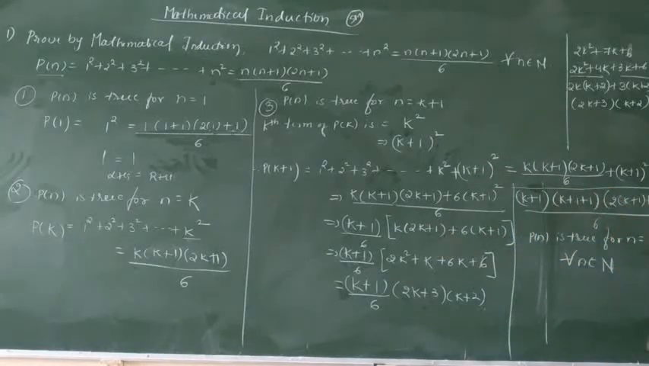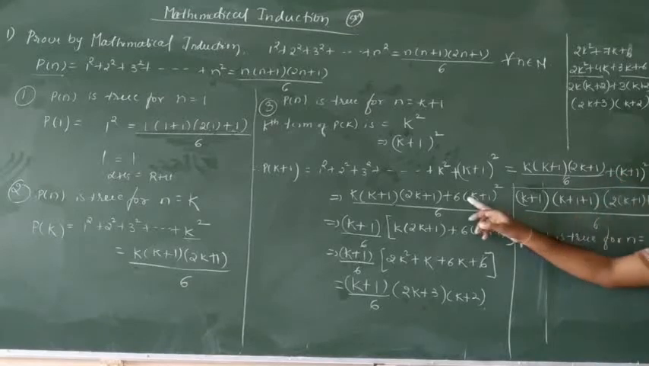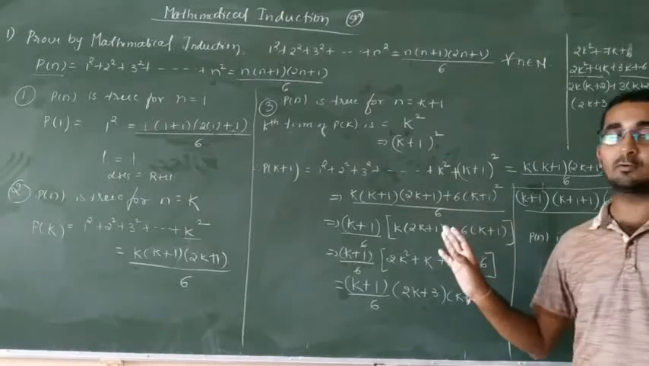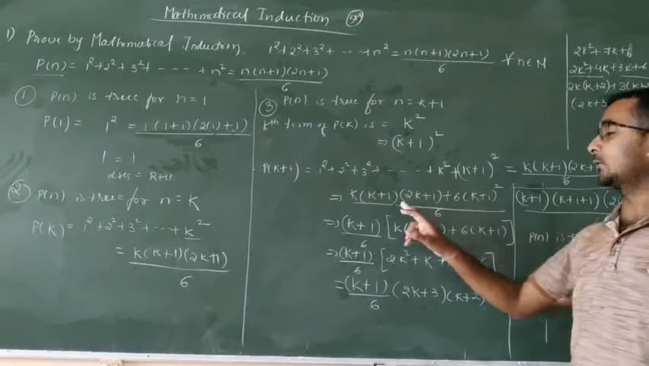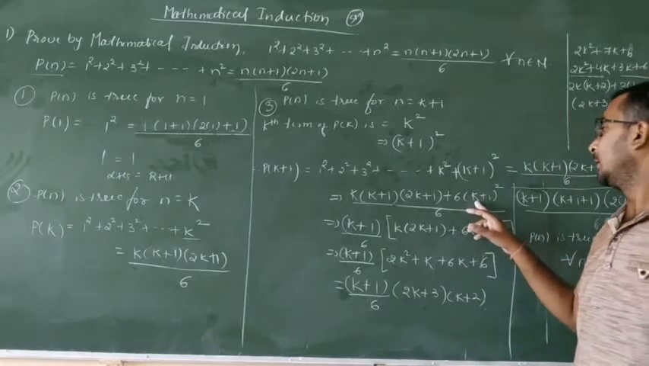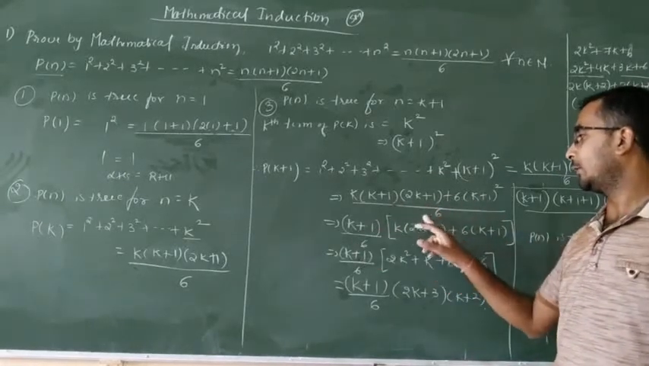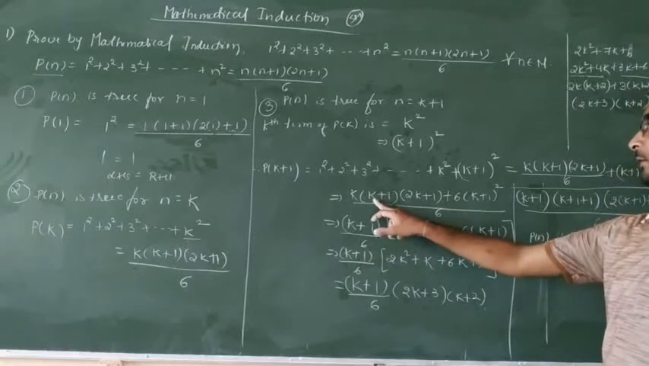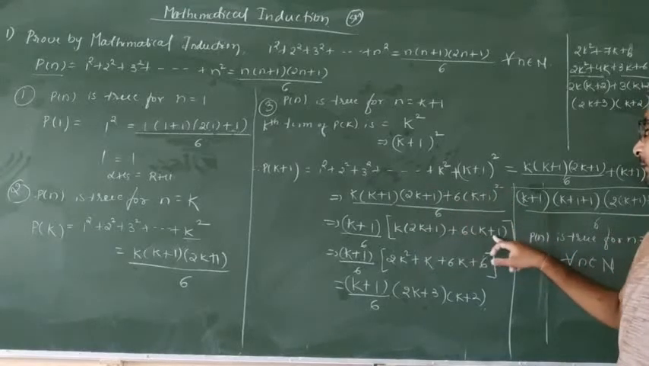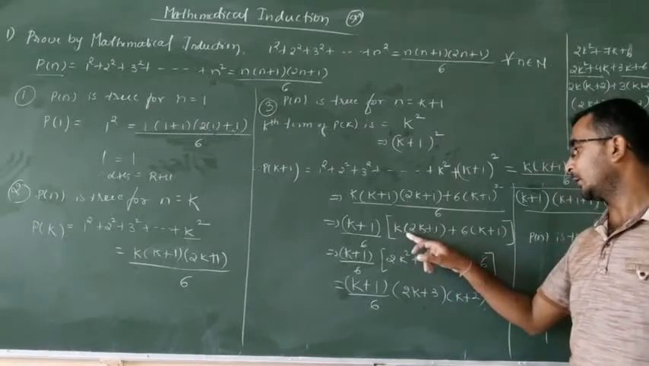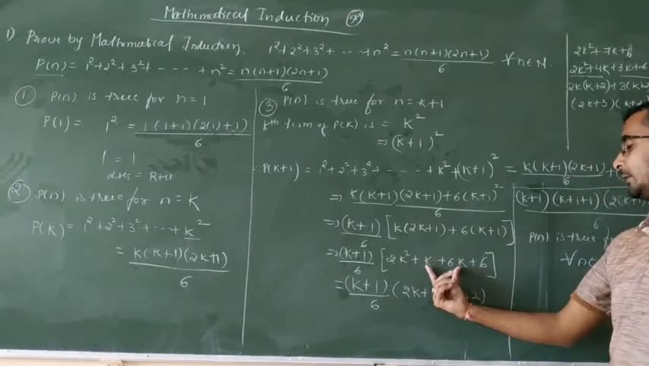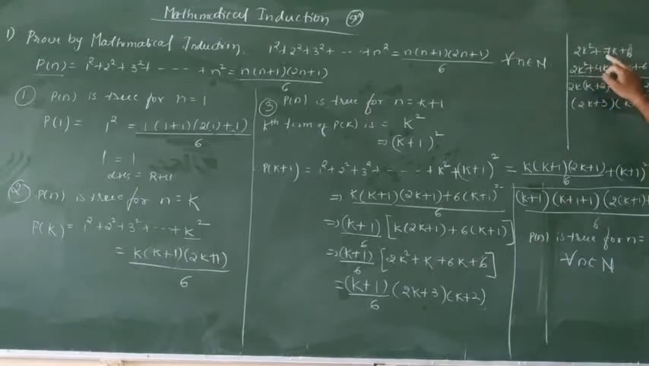Then for the RHS, what I have done? I've taken the LCM as 6, then what I get? 6 into k plus 1 whole square, plus k into k plus 1 into 2k plus 1, divided by 6. Then here I have taken k plus 1 as the common multiple. So first we have to see which common multiple it is, and take it immediately outside. So k plus 1 is the common multiple, I have written this whole divided by 6 here. If I take k plus 1, then here I get k into 2k plus 1, and 6 into k plus 1. Then multiply k inside, you get 2k square plus k, 6k plus 6. Then k plus 6k, that is nothing but 2k square plus 7k here.